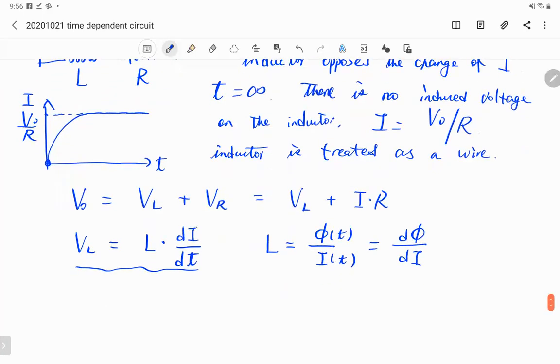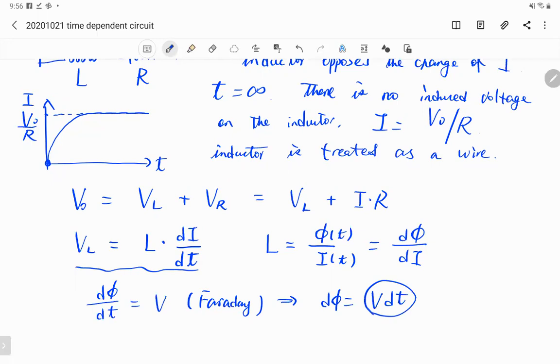And we also know the change of the flux is equivalent to the voltage. It's Faraday's law. If the magnetic flux changes, then that will induce an EMF. The EMF is a voltage. And I can solve the flux as change of the time times the voltage.